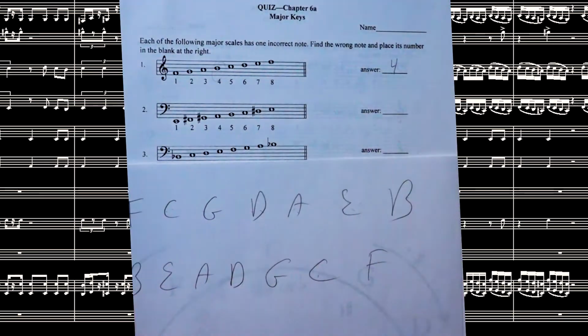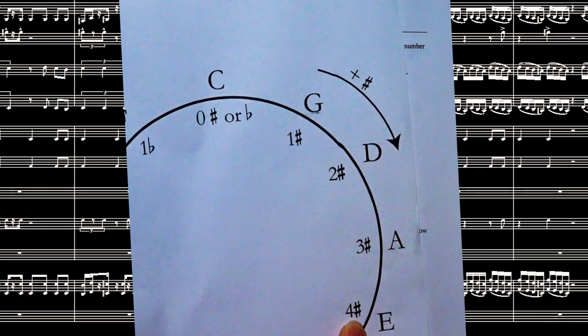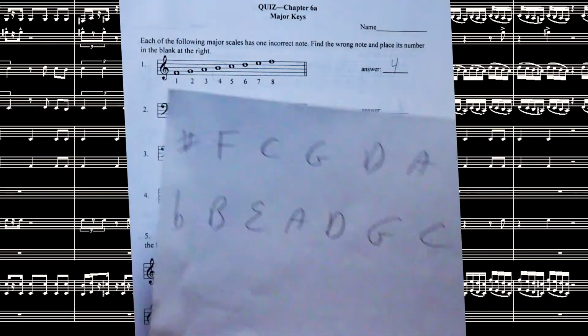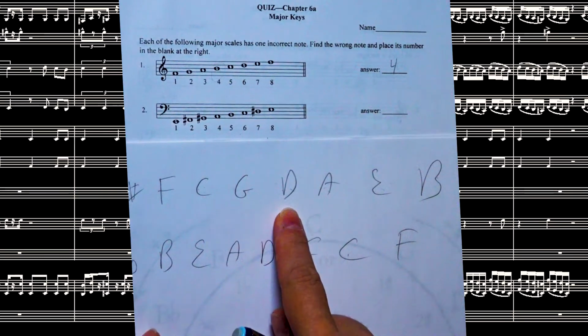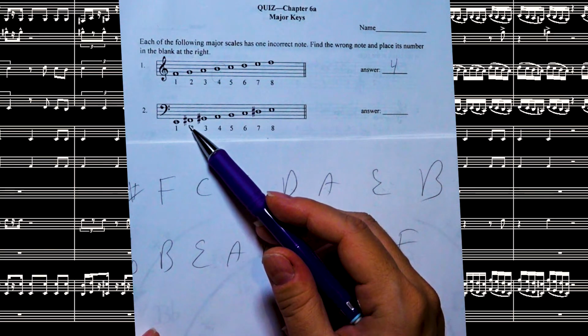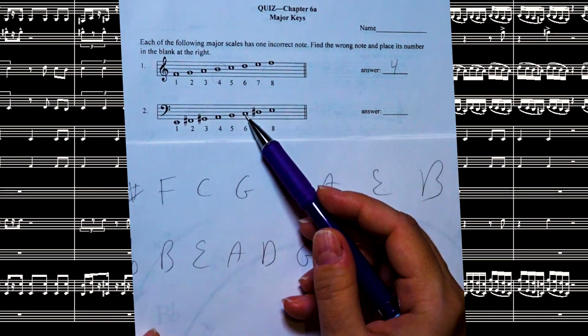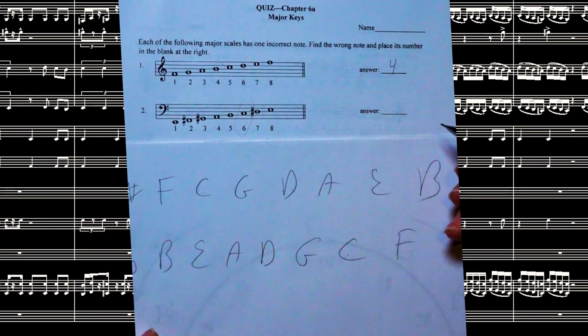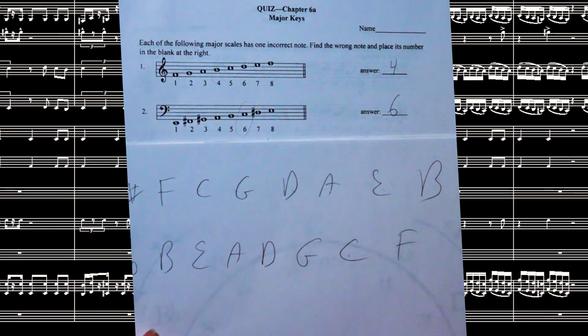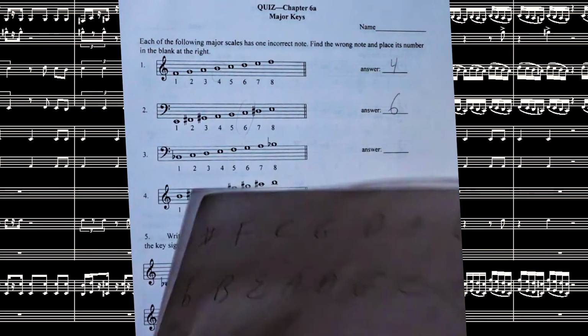We have E flat. E flat has four sharps. Four sharps are F, C, G, and D. All right, we have the F. Well, no C. We got the G and we got the D. No C. So it must be 6 is the wrong note.